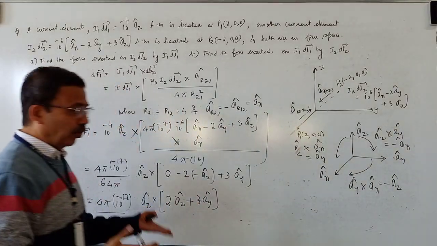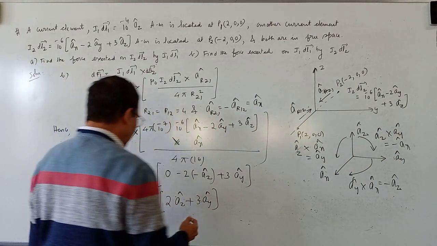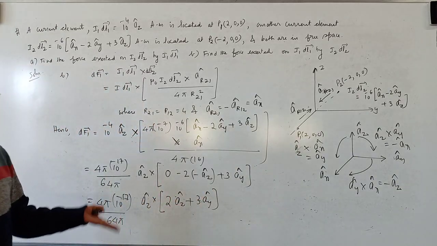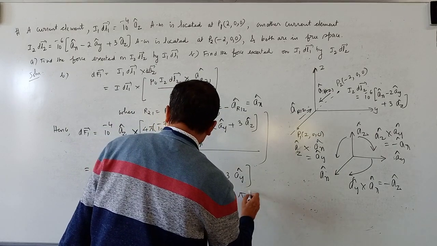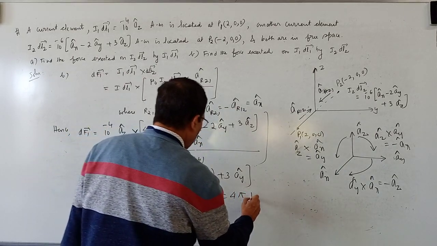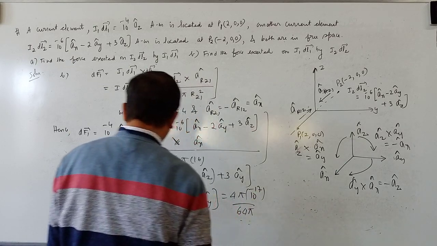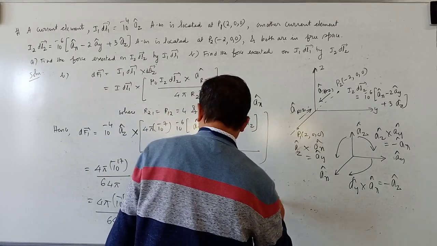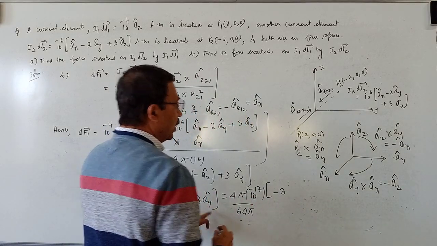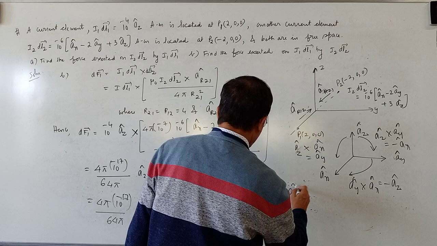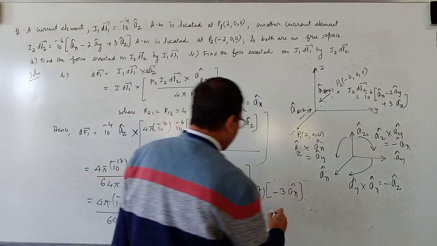You can do this way or you can use determinants and evaluate the cross product. Choice is yours. Here, direct evaluation is easier than evaluation in determinants. So this is 4 pi into 10 to the power minus 17 divided by 64 pi into minus 3 times Az cap cross Ay cap, which is minus Ax cap. So if you simplify this expression, you will get this answer.